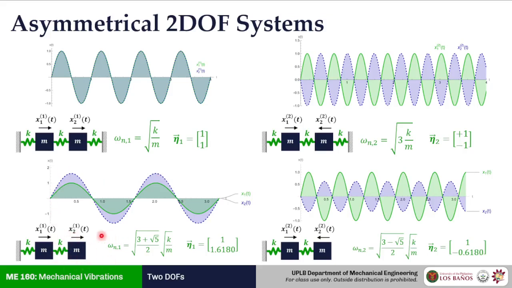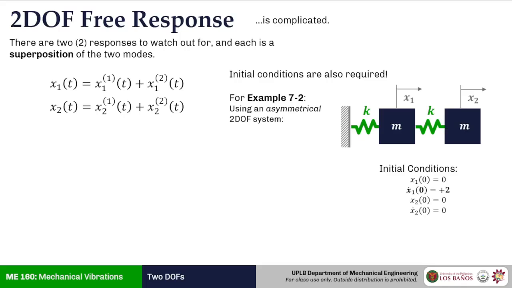So mode 1 of an asymmetric 2 degree of freedom system will have this profile. The x1 and x2 responses no longer perfectly overlap, and that is true for mode 2 as well. Now, how does that affect the response of your system? We're going to subject it to the same initial conditions, but with this spring already taken away. What is the response of our system?